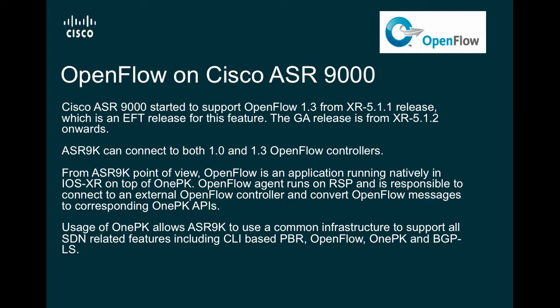So this OpenFlow agent runs on the RSP, and it is responsible for connecting to an external OpenFlow controller. What it does is convert these OpenFlow messages to corresponding 1PK APIs. The reason why Cisco is using 1PK is because it gives a common infrastructure to support all SDN related features.